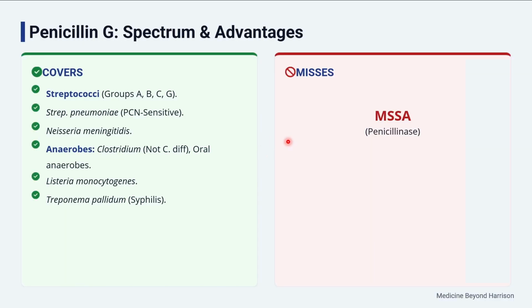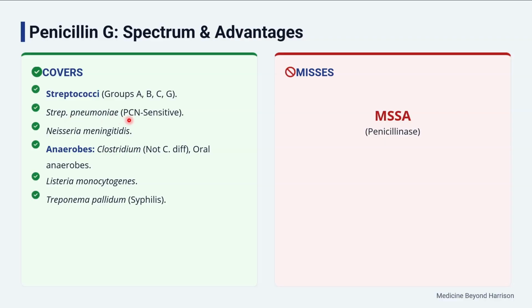Penicillin G misses MSSA, which produces the penicillinase enzyme. So whenever you suspect a skin and soft tissue infection with an MSSA organism, try to avoid penicillin, because the penicillinase enzyme produced by MSSA can lead to decreased sensitivity of that organism. Otherwise, it covers most of the gram-positive organisms, such as Streptococci, Group A, Group B, Group C, and Group G.